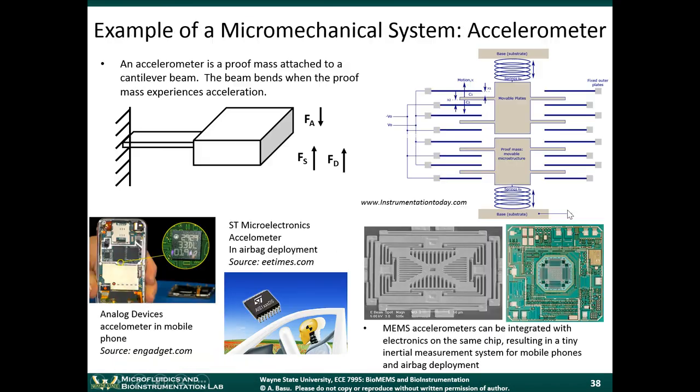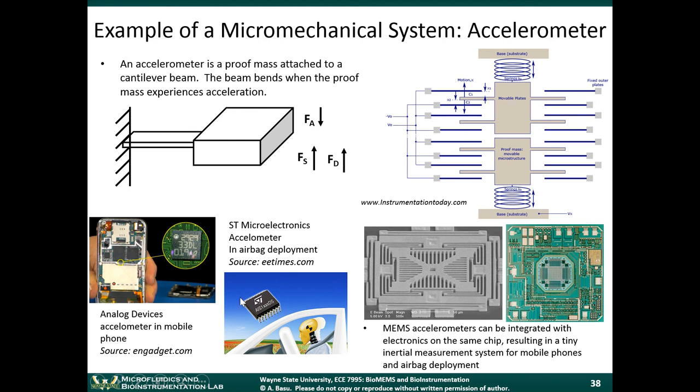So here's an example of a micromechanical system, the accelerometer that we just talked about. You assume that an accelerometer is a proof mass that's attached to a cantilever beam. The beam bends when the proof mass experiences acceleration, just like I drew earlier. In this case, the arrows are sort of opposite here. The acceleration is going down, and the spring force and the damping force are going up. Now, this is a practical device.